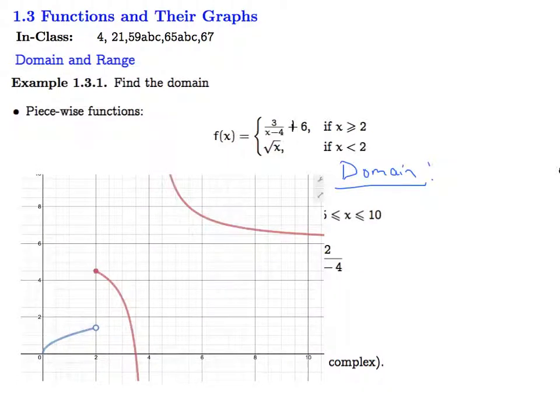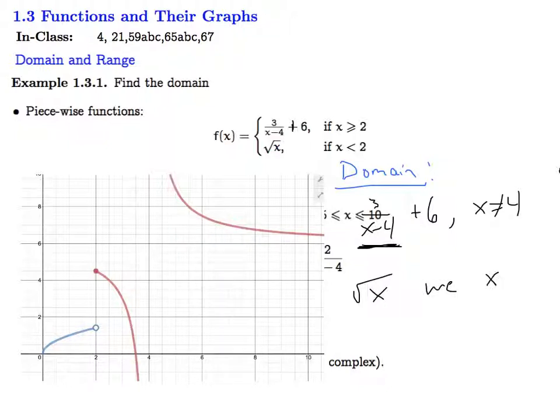So we'll start by trying to find the domain of this function. The domain, remember, is all numbers we can safely put into this function. This function has two parts. The first part is 3 over x minus 4 plus 6, and this is going to be great as long as we're careful that we don't let x equal 4. We want to make sure that we don't put 4 in here because that'll cause us to divide by 0 in the denominator. Also, in the square root of x part, we don't want to take the square root of a negative number, so we need to make sure that x is always greater than or equal to 0.